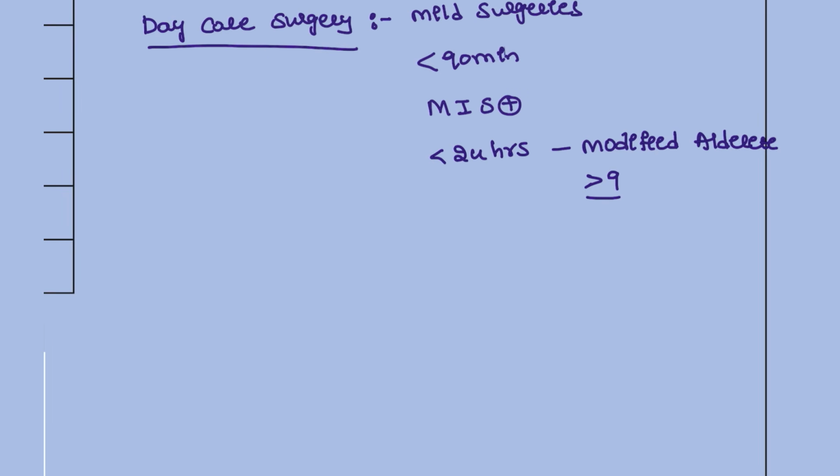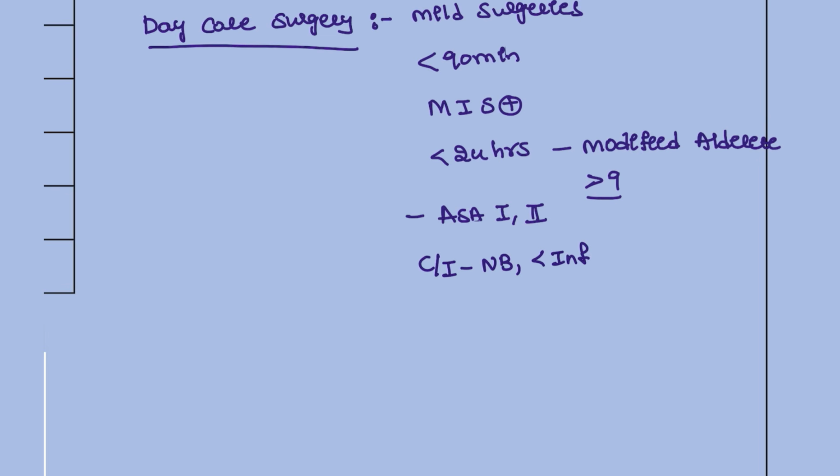And what is the criteria for daycare surgery? The patient must be in ASA 1 or ASA 2 grading, right? That is one. Next, which patients are not admitted: especially newborns, infants who have any diseases, and also patients more than 85 years. We are not going to admit these patients.